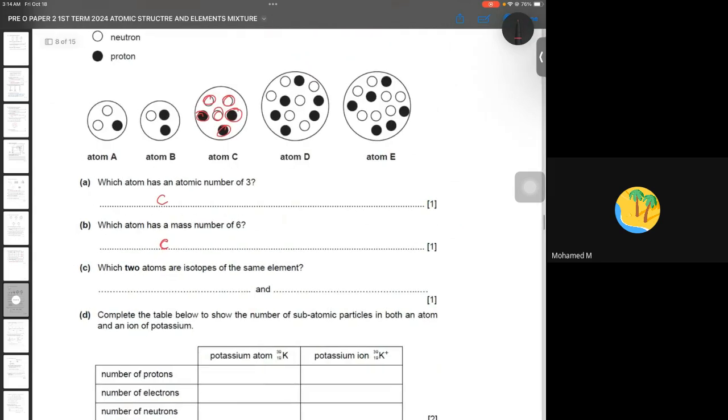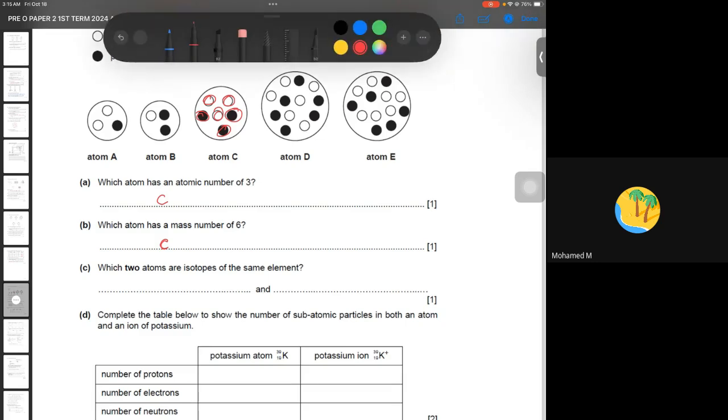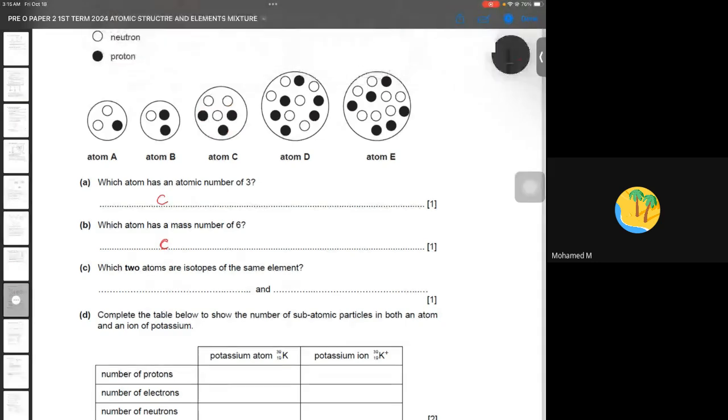Which two atoms are isotopes of the same element? Isotopes means the same number of protons but a different number of neutrons. So same number of protons. 1, 2, 3, 4, 5. 1, 2, 3, 4, 5, 6, 7. I think this is D and E.